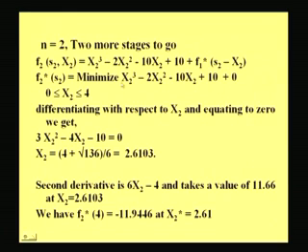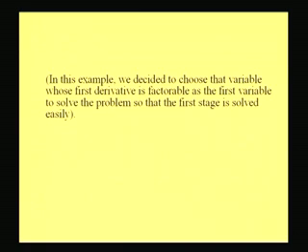2.6103 in this expression, x2 cubed minus 2 x2 square minus 10 x2 plus 10. So when we substitute x2 equal to 2.6103, we get the value of the function as minus 11.9446. x1 star is already 0, therefore the best values are x1 star is 0, x2 star is 2.6103 and f2 star of 4, or the minimum value, is minus 11.9446. Now there are a couple of things that we did in this example.